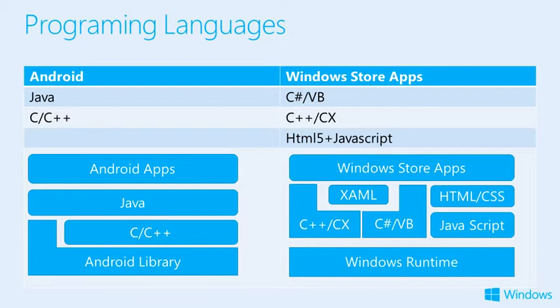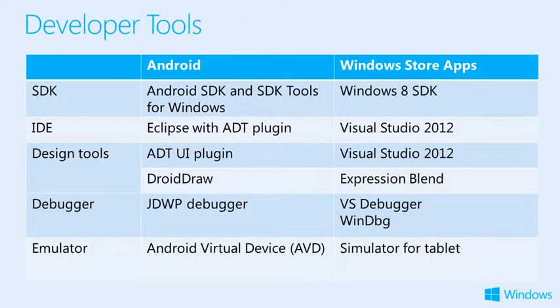So in short, if you are using Java language to develop Android apps, you convert to C# to write Windows Store apps. If you are using C or C++ to develop Android libraries, you can also use C++ to develop WinRT components. Both Android and Windows 8 provide a complete set of tools to develop applications. Here I list tools required in these two platforms.